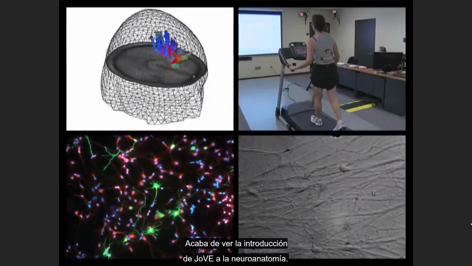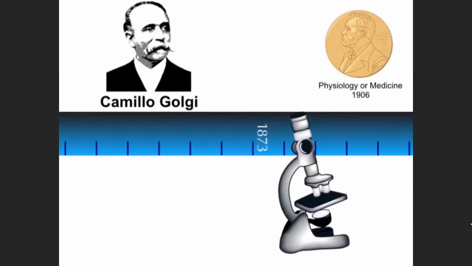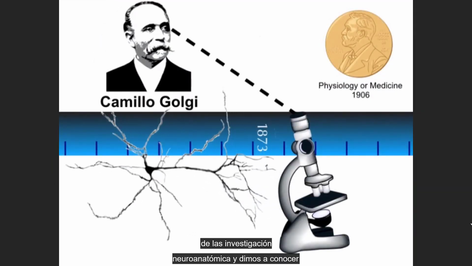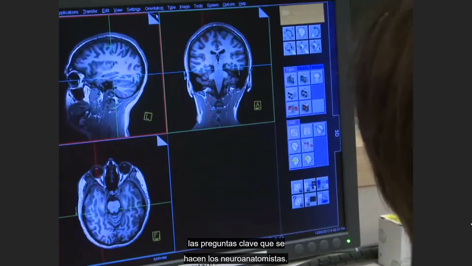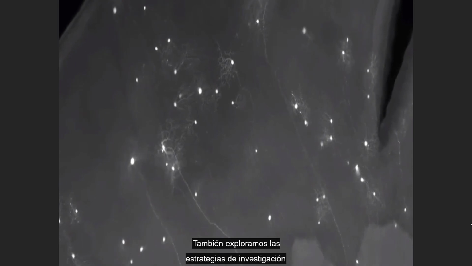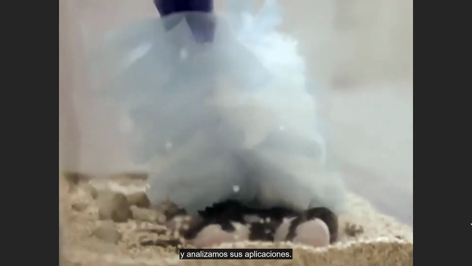You've just watched JoVE's Introduction to Neuroanatomy. In this video, we retrace the history of neuroanatomy research and introduce the key questions neuroanatomists ask. We have also explored research strategies at the microscopic and macroscopic levels and discussed their applications.